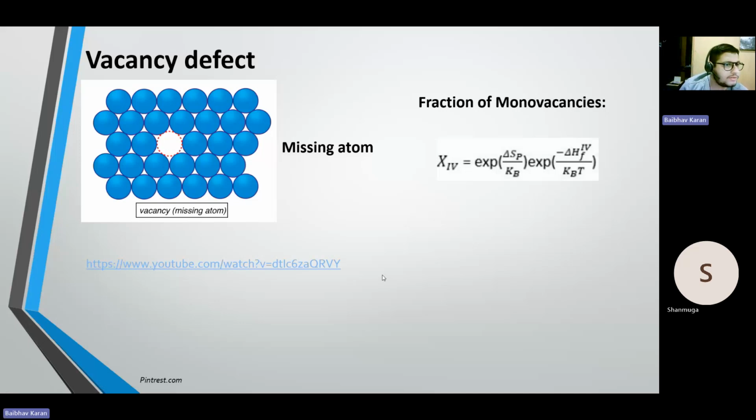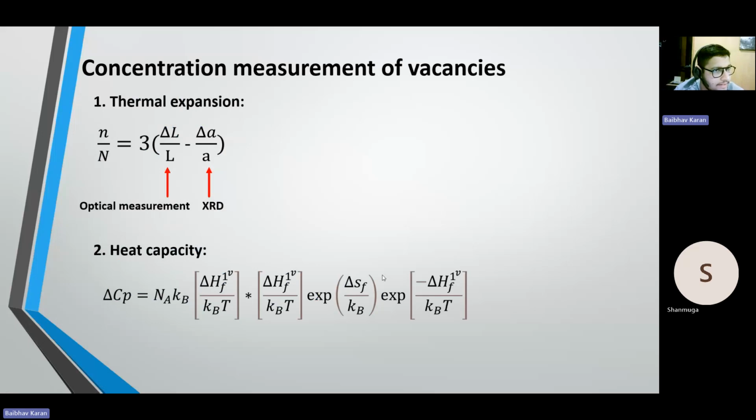Then we have the concentration measurement of vacancies. In a material we have mono vacancies, di vacancies, and tri vacancies, and the question is how to mathematically measure them, like how many vacancies you have in a material. There are various techniques for the measurement of these vacancies.